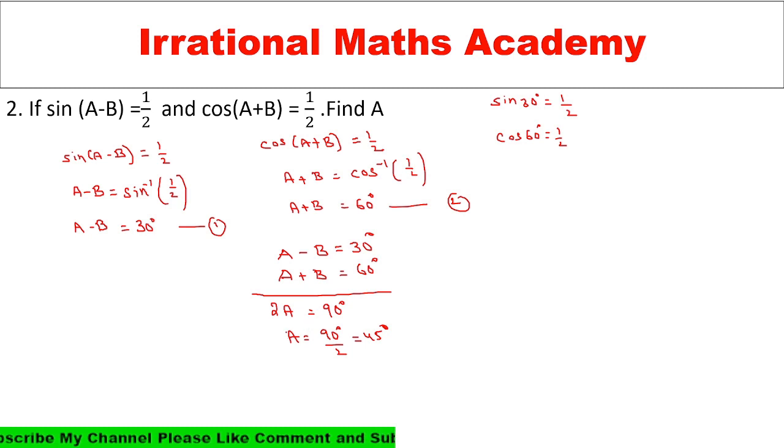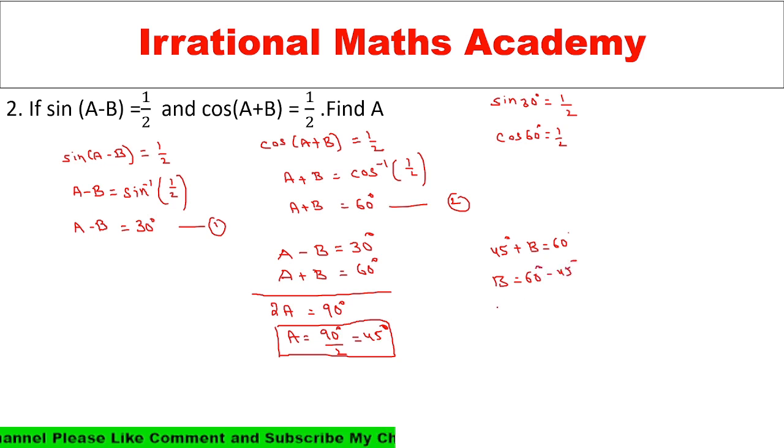So what they asked was the A value. So A value is what? 45 degrees. If they ask you the B value, what will you do? Substitute the value in any of these equations. So A equal to 45, right? So 45 plus B equal to 60 degrees. B equal to what? 60 minus 45 degrees. So B equal to 15 degrees. So if they ask the A value or B value, it is easy to find out.